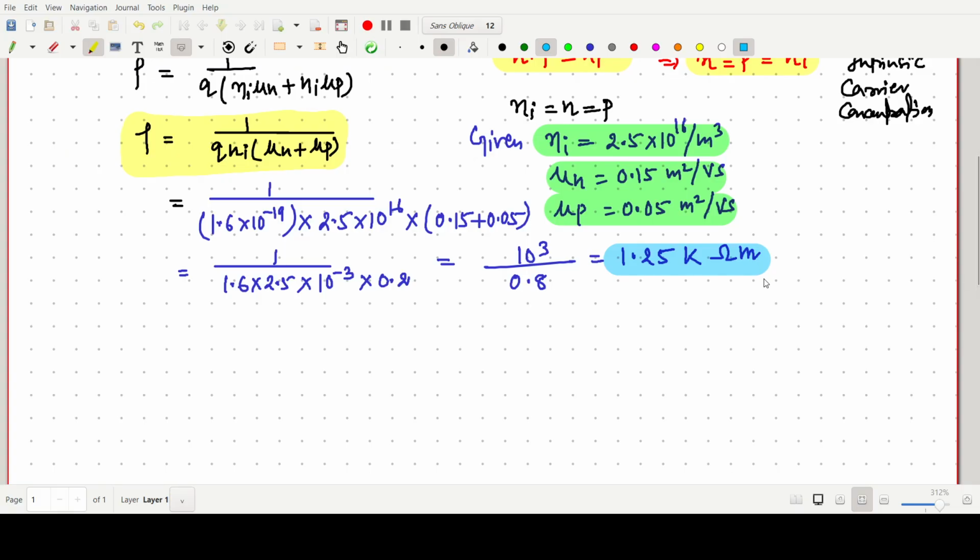If you have doubt in the unit, you can directly write the unit, for example for this one, for the unit purpose, cube.